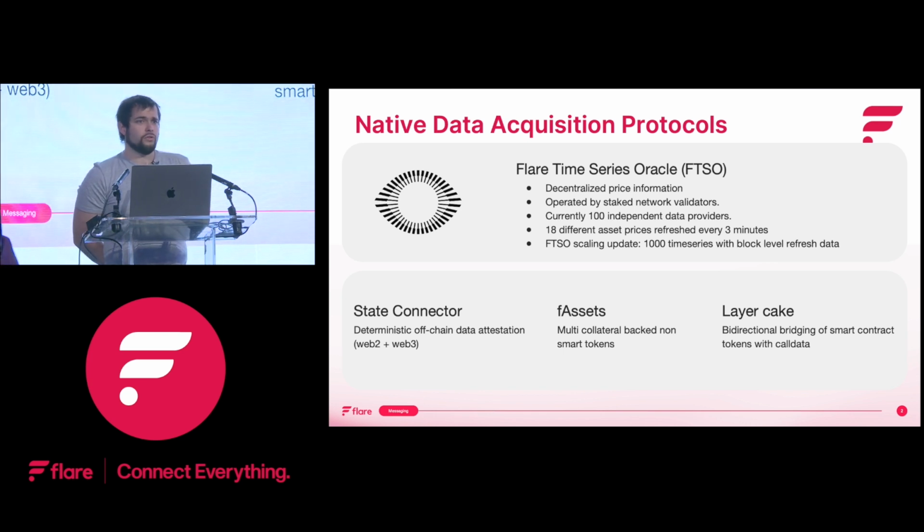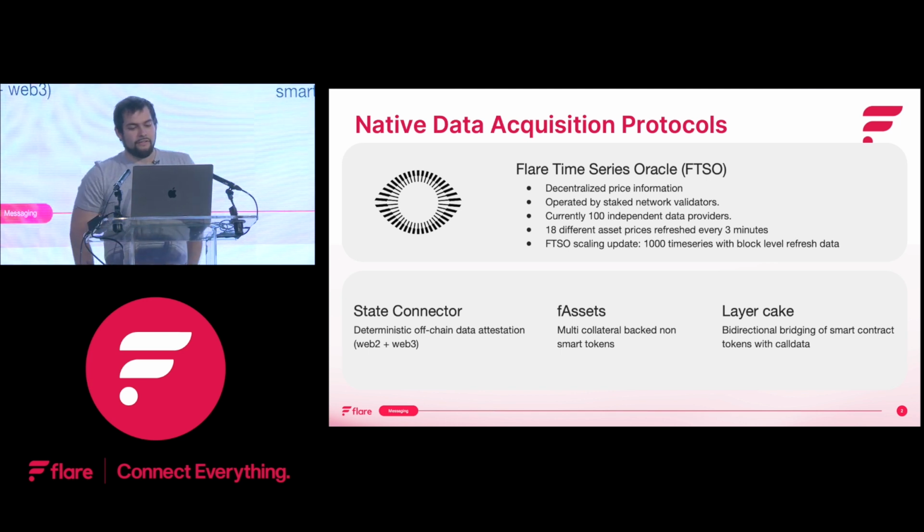And then Flare also offers additional data capabilities. Specifically, it is connecting different data sources from different blockchains using the state connector, which allows you to deterministically attest to off-chain data, both from Web 2 and Web 3. So that means that you can start on Bitcoin, do a transaction, and use state connector to move this transaction to Flare. And once you have it on Flare, you can use the FTSO, calculate the price of this transaction using the decentralized Oracle, and then use this in a smart contract.